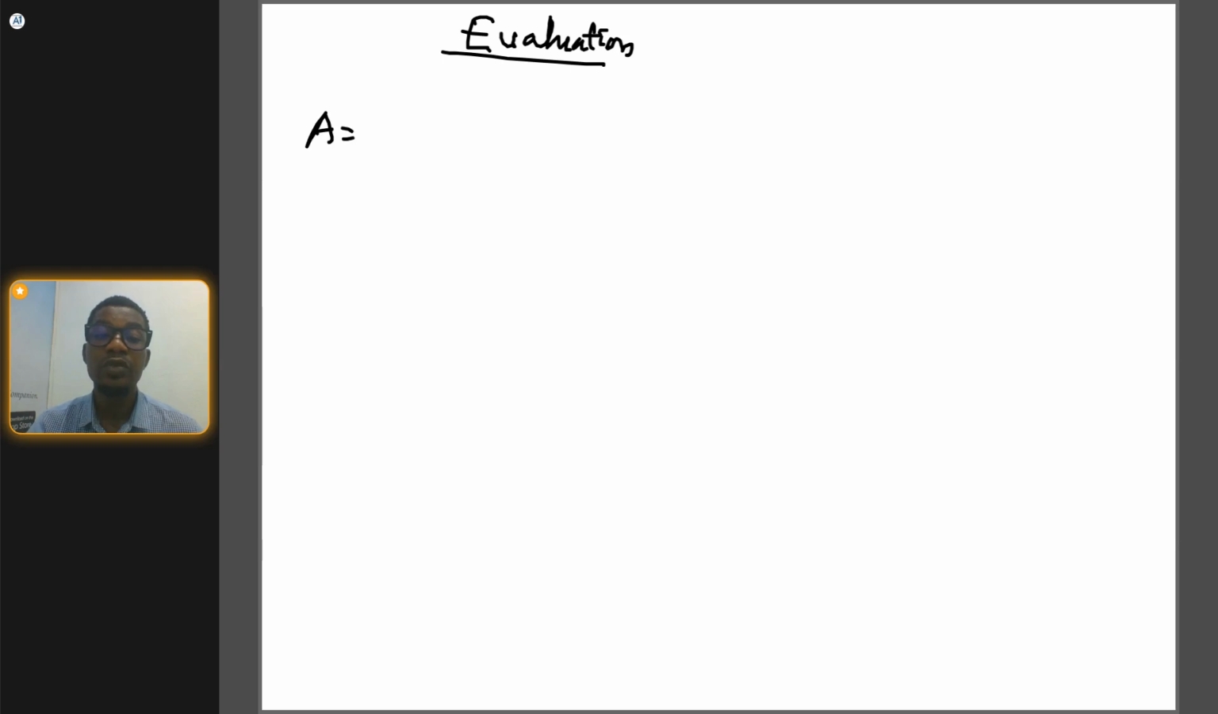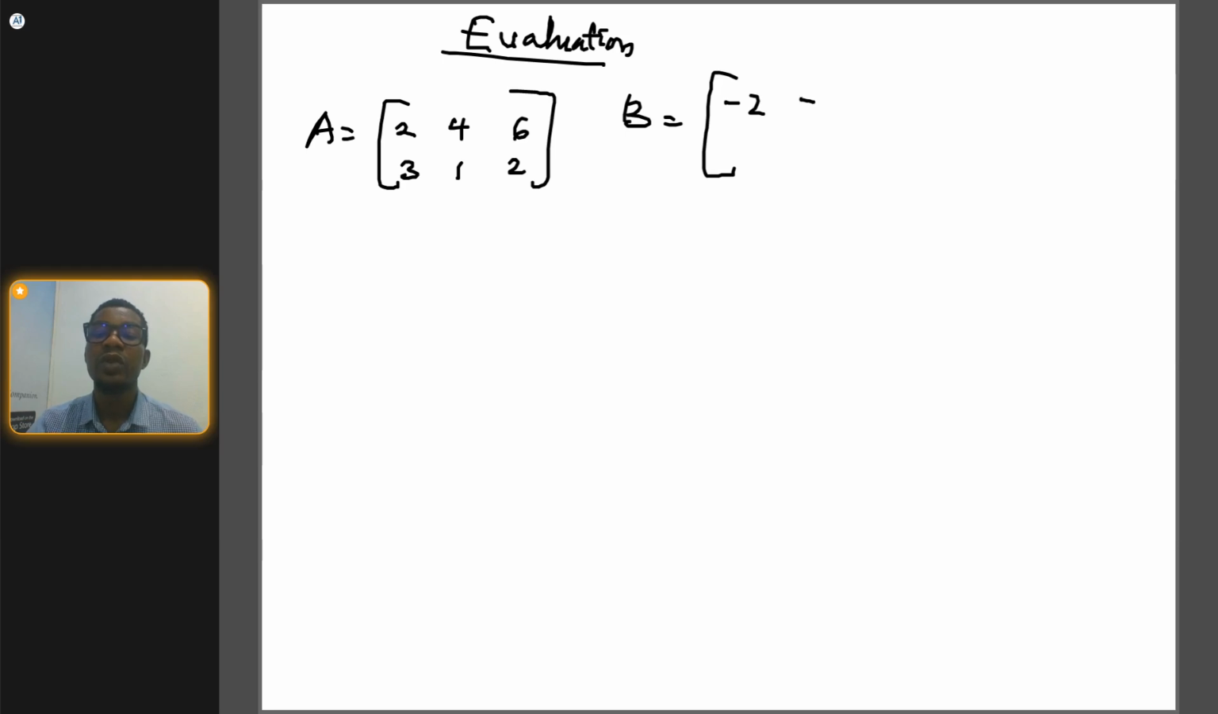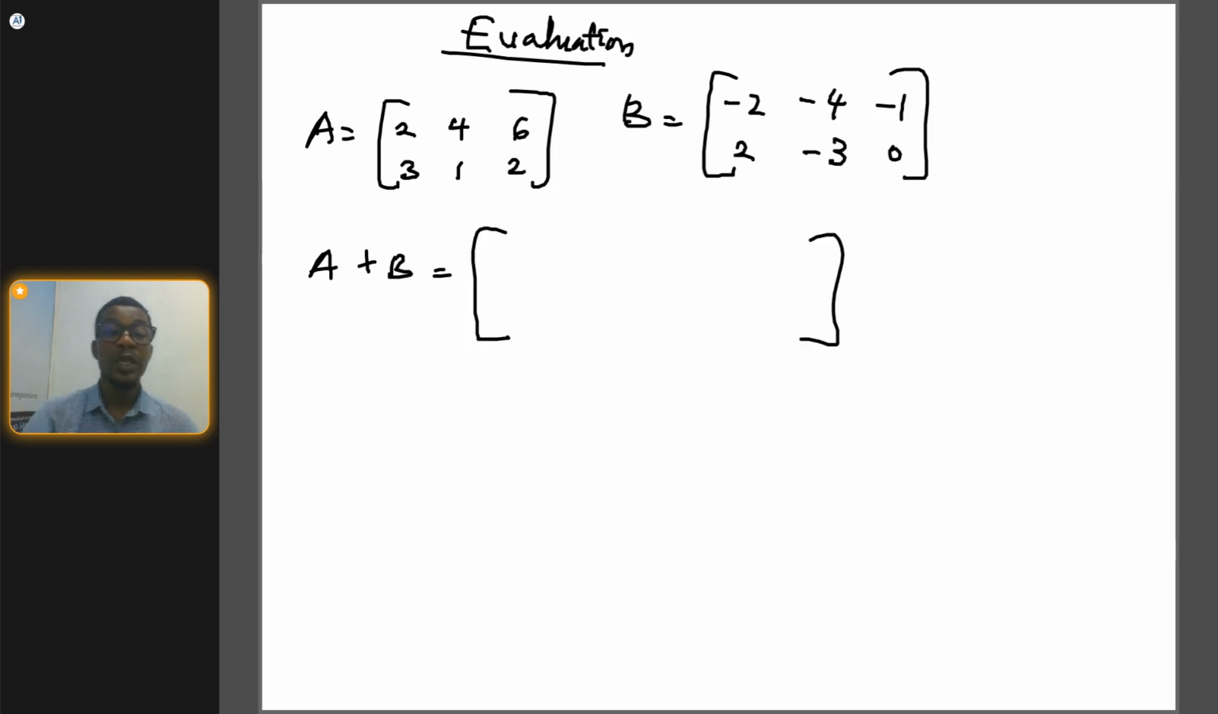Given that A equals 2, 4, 6, 3, 1, 2, and B equals -2, -4, -1, 2, -3, 0, we are asked to find A plus B. I wait for your response in the chat box. And for our YouTube followers, solve this question and drop your response in the comment section.